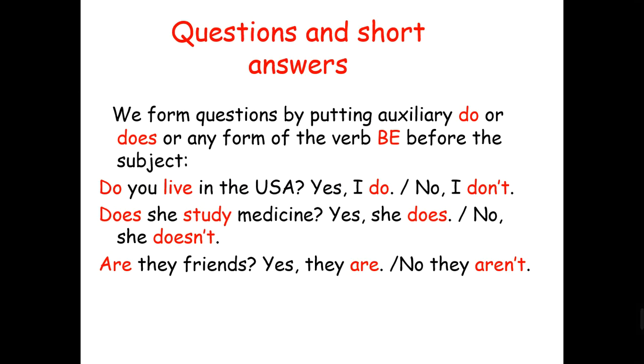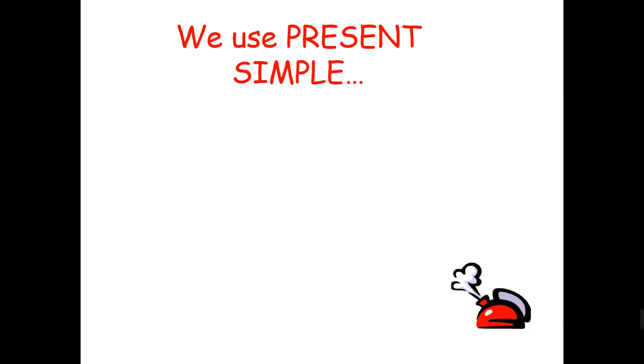Here we used does because the subject is she. So, does she study medicine? Yes, she does. Or, no, she doesn't. We can also use verb to be, like, are they friends? The answer is yes, they are, or no, they aren't if it's negated.